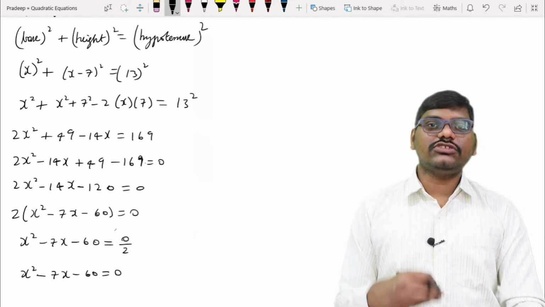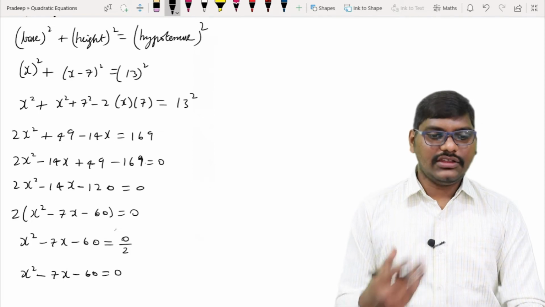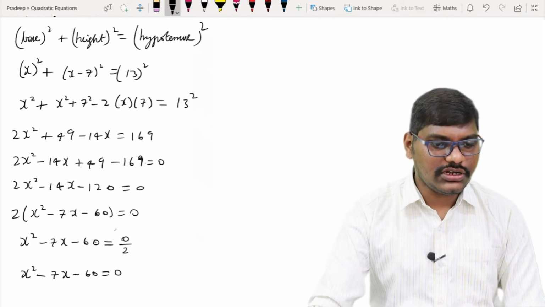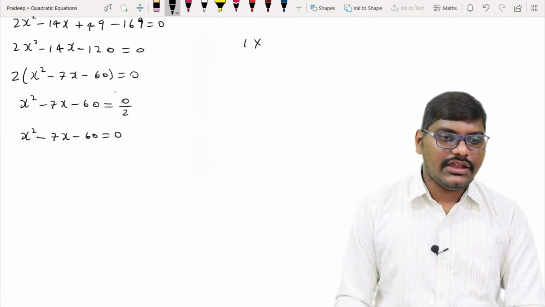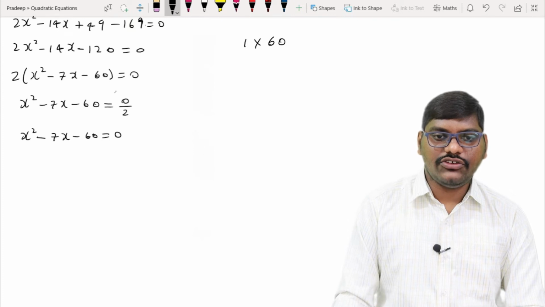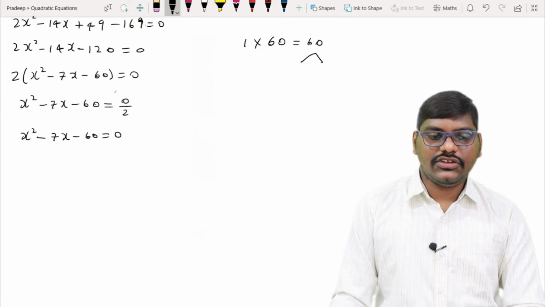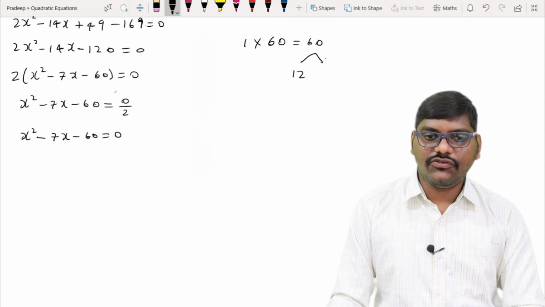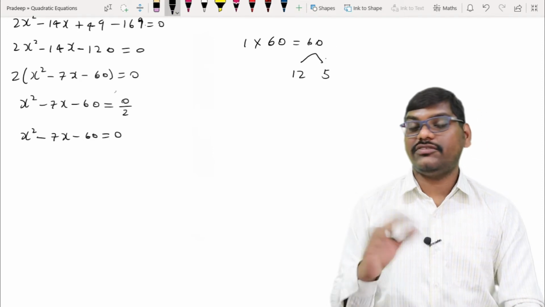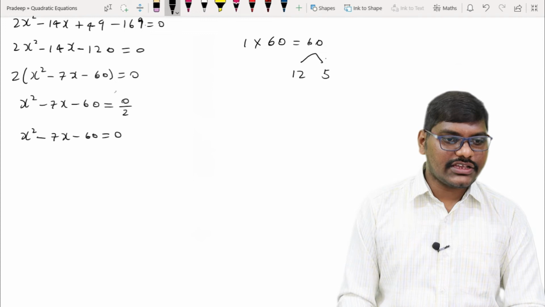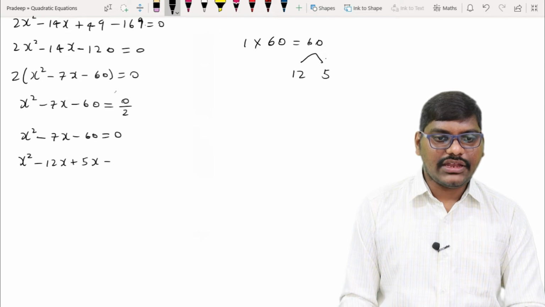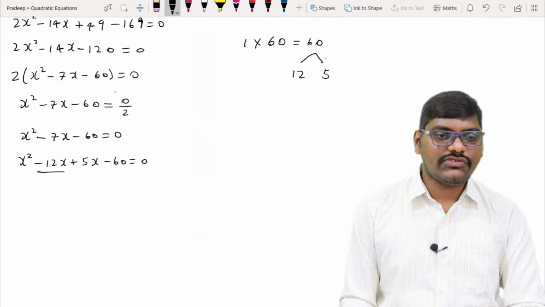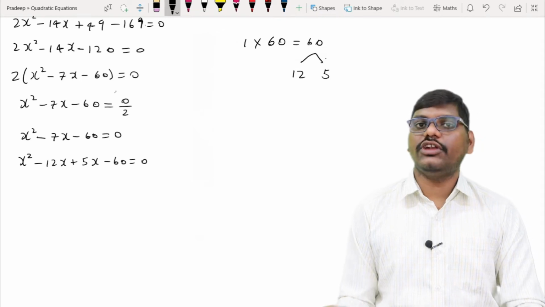So we have to find out the roots for this particular quadratic equation, then we'll be getting the answer. So let's try to do that. So here the coefficient of x square is 1 and the constant is 60. So 1 into 60 is 60, and we can just write 12 into 5 is 60, right? So we'll write the same here, x square minus 7x is there, so I can write minus 12x plus 5x minus 60. So here minus 12 plus 5, in the sense again that was minus 7 only, right?